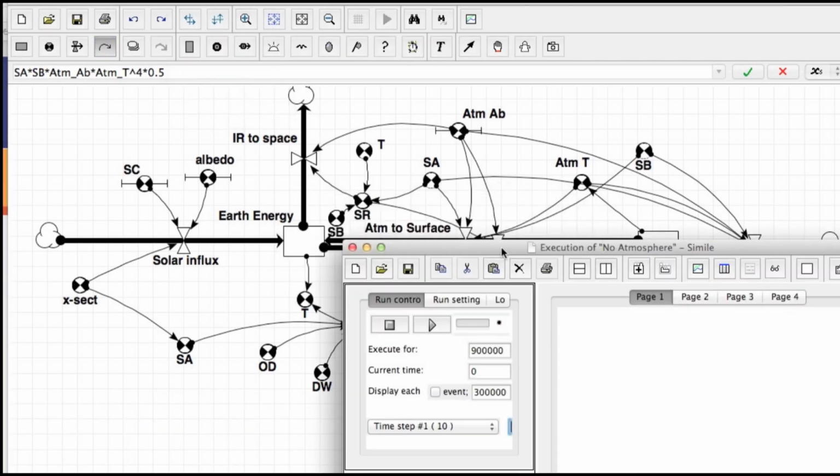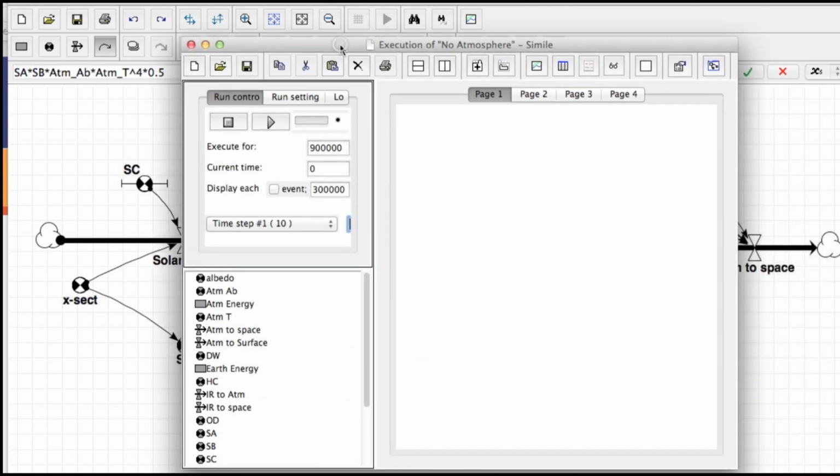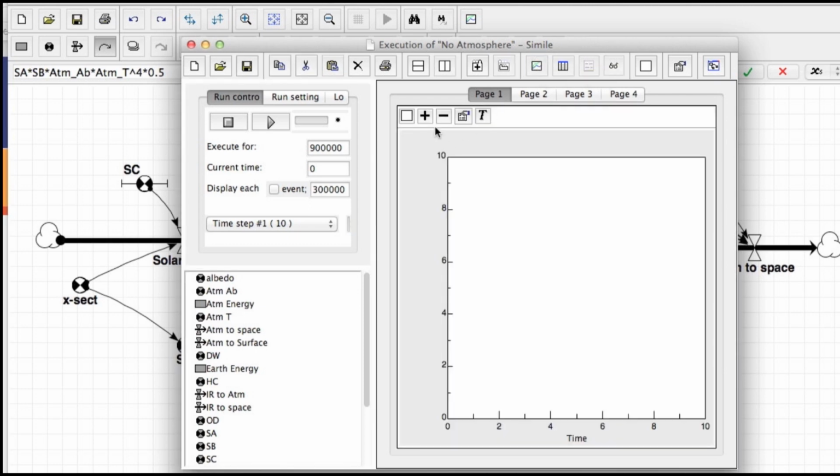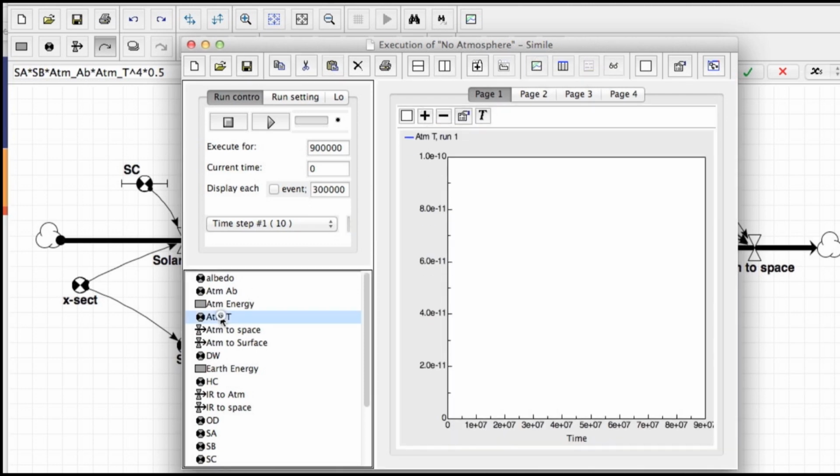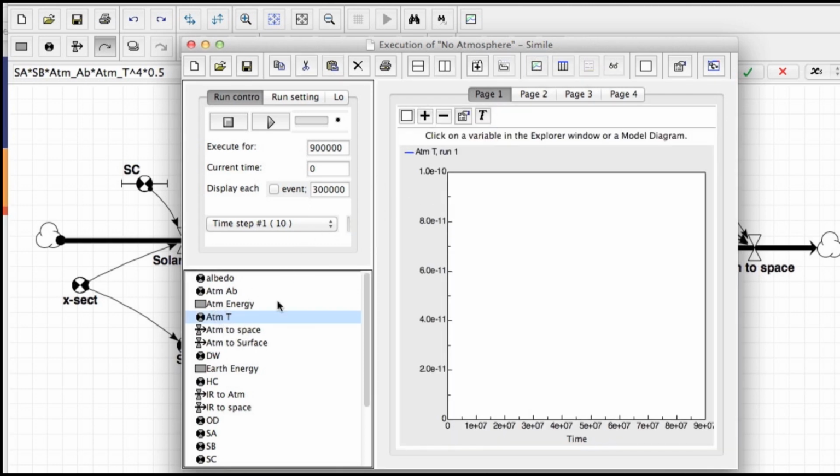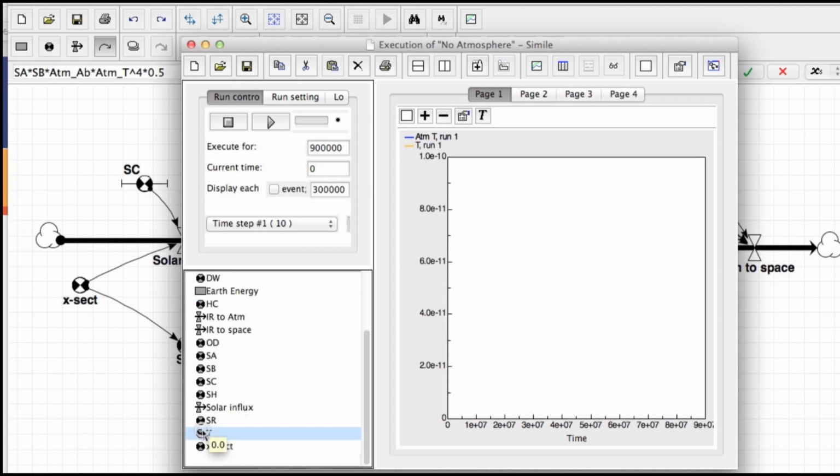I can map out either the atmospheric temperature or the Earth temperature. In the end, they come to the same result. You can try it out. I'll go ahead and do it for you. Put in a plotter, add a variable, atmospheric temperature, add another variable, and make it just temperature of the Earth.